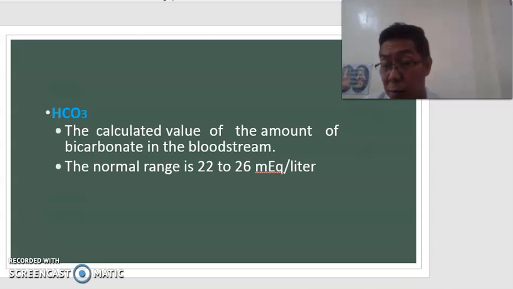If you can still remember what a milliequivalent is, it is the amount of substance dissolved with hydrogen ions or something like that. Milli means one thousandth.